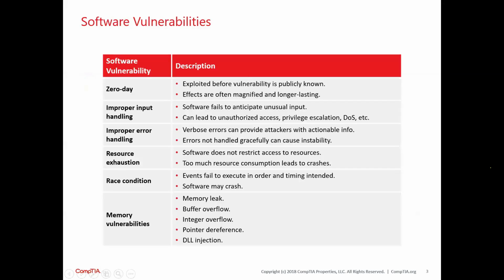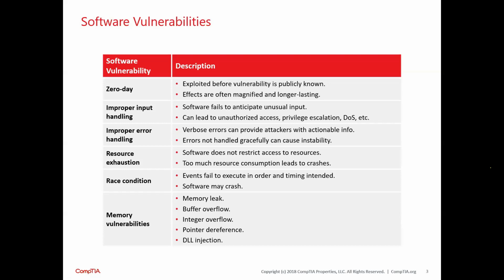Now let's have a look at some of the software vulnerabilities, such as the 0-day. Once exploited, the vulnerability is publicly known, and effects are often magnified and longer lasting. So researchers, most of the time, are trying to find 0-days that might affect a particular product or application. When there's no patch for a vulnerability that has been found, that would be considered a 0-day.